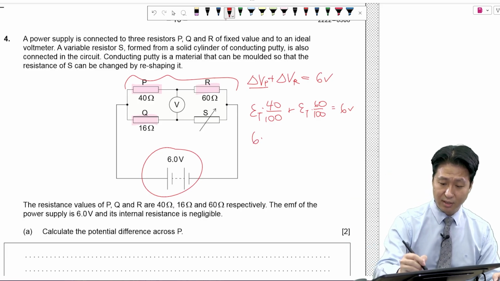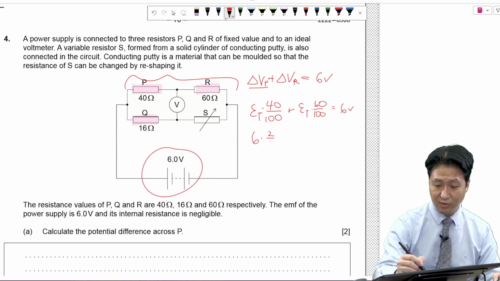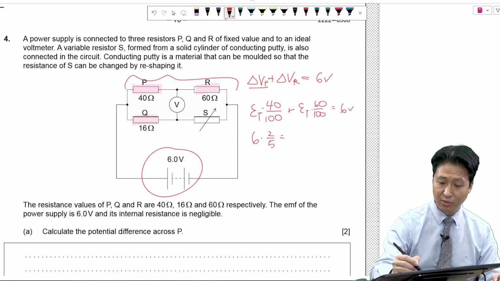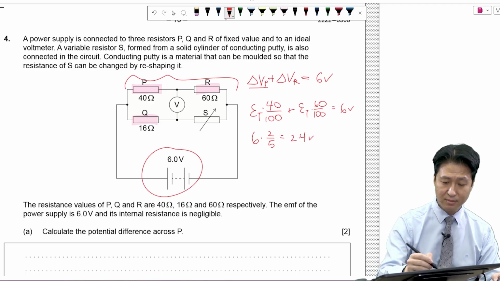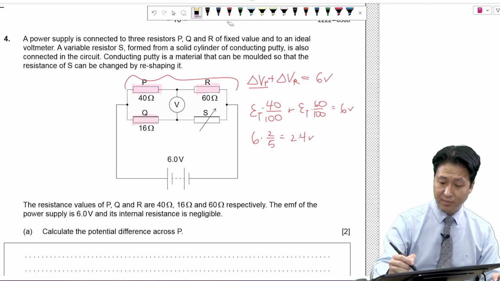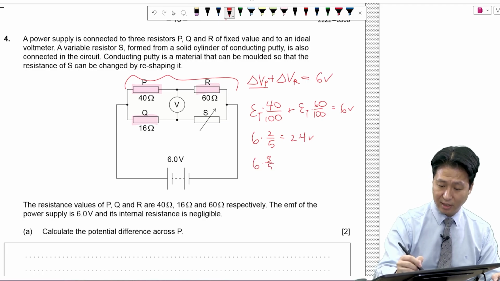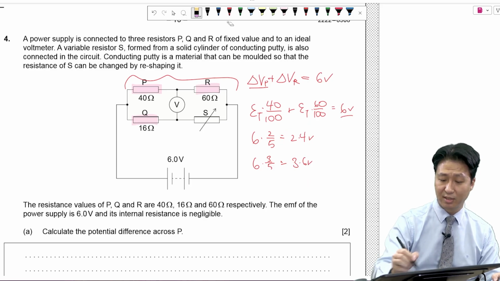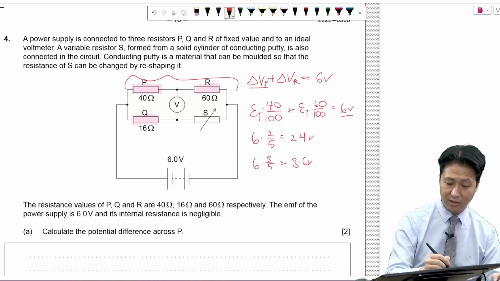So it's 6 volts times 40 over 100, which is 2/5, and that would be approximately 2.4 volts. What about R? It would be 6 volts times 3 over 5, which would be 3.6 volts. And that makes sense. Adding them together should be 6 volts. So the potential difference is 2.4 volts.